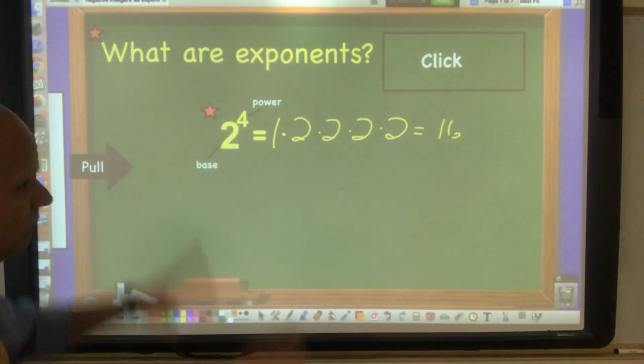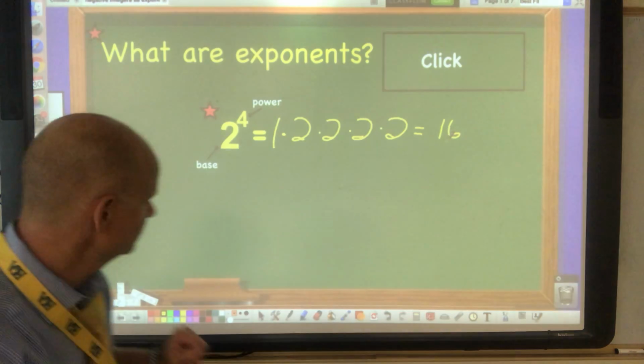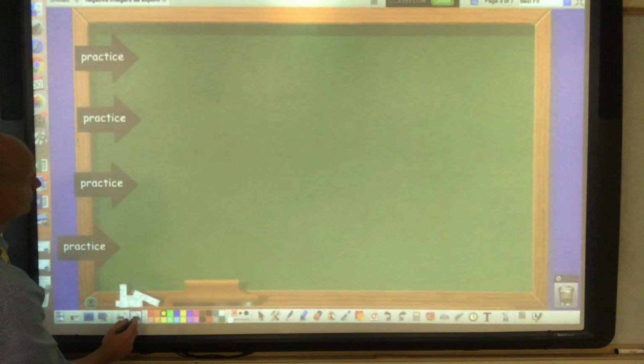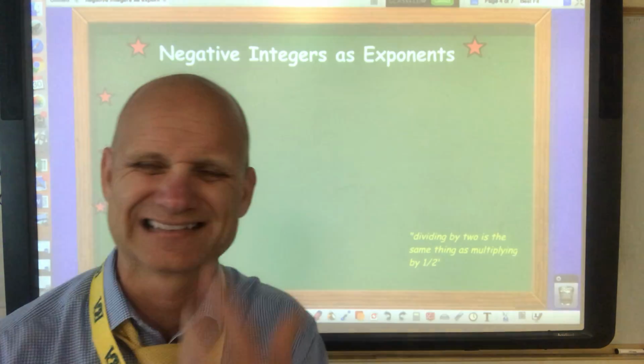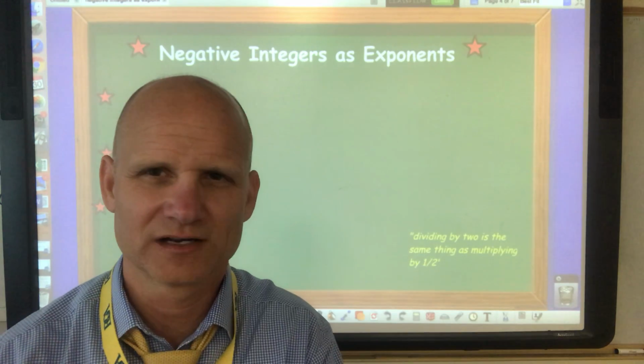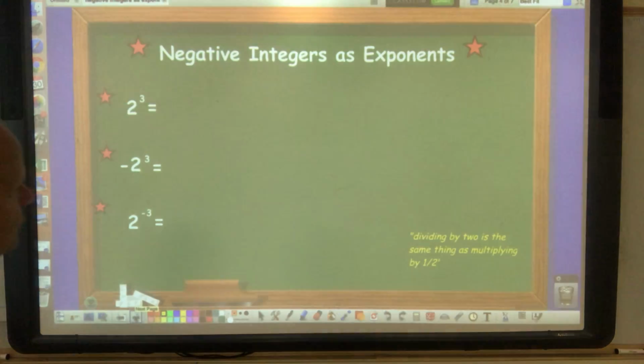Okay, so moving on. We don't really need to cover much more than that. What I really want to talk about, what I want you to take notes on, is this topic right here. Negative integers as exponents. Because this part gets a little complicated. Please take notes, all right? So negative integers as exponents.